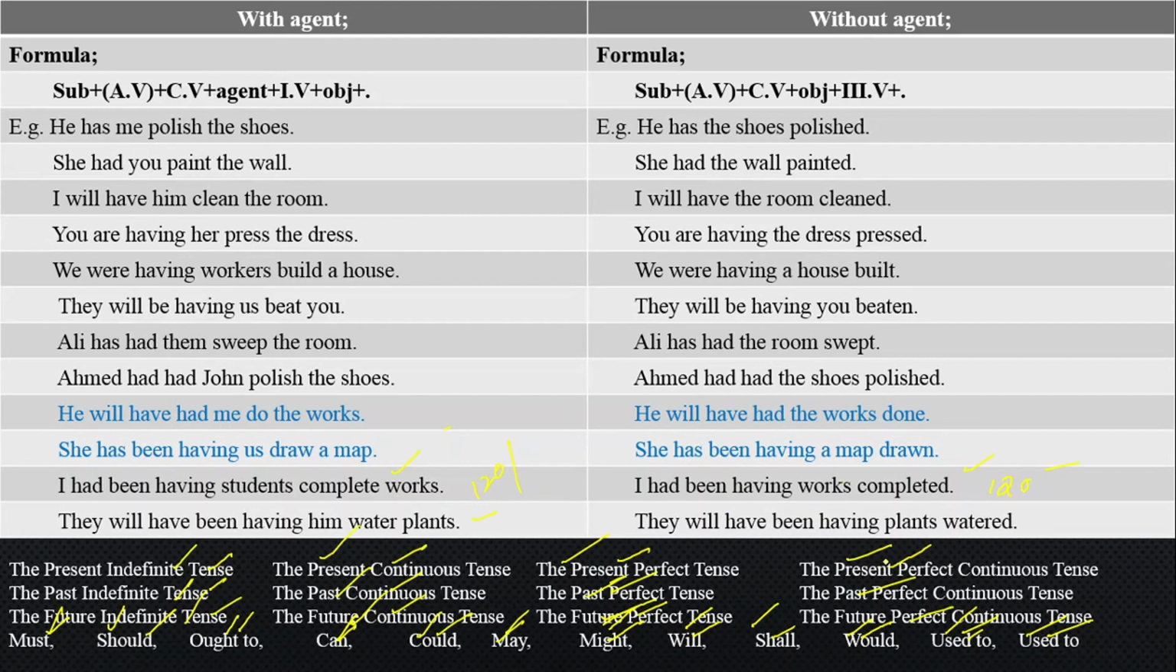They had been having in water plants since morning. They had not been having in water plants since morning. Had they been having in water plants since morning? Had they not been having in water plants since morning? Hadn't they been having in water plants since morning?